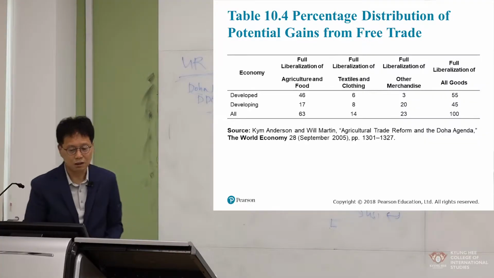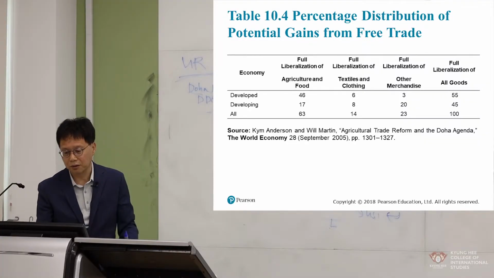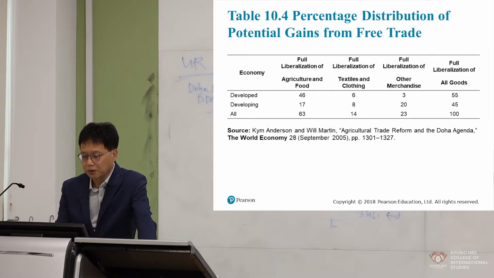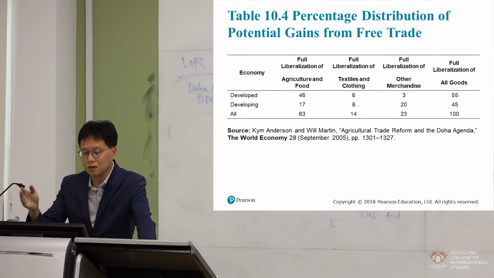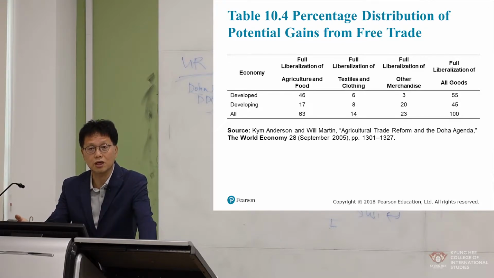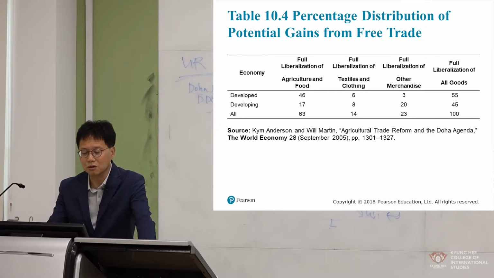Okay, now look at table 10.4. This is also a very important one. The percentage distribution of potential gains from free trade. That is the same simulation result of computable general equilibrium analysis. That is also a static model instead of a dynamic model. I already explained dynamic gain and static gain, right? This just focuses on static gains, right?